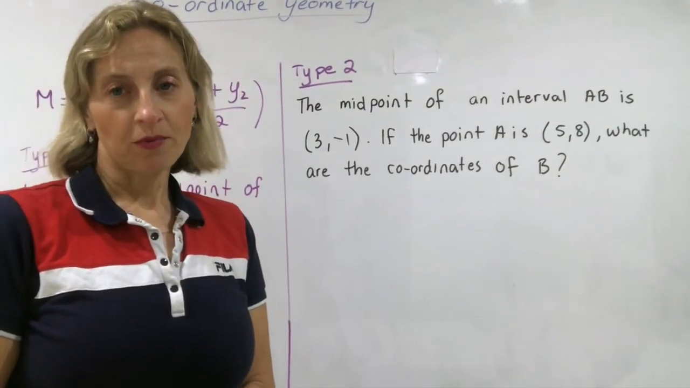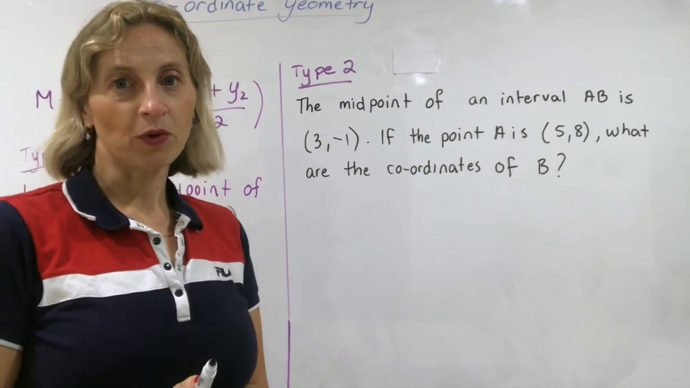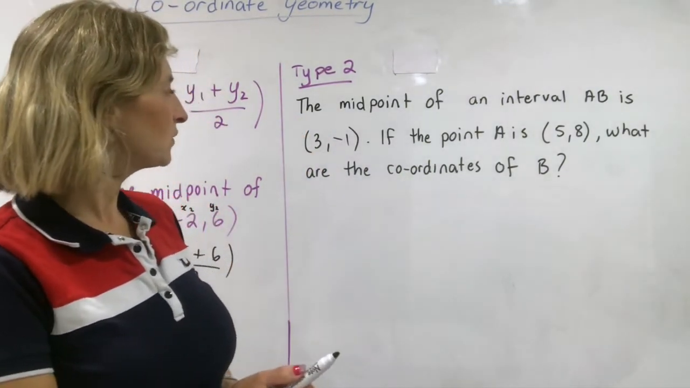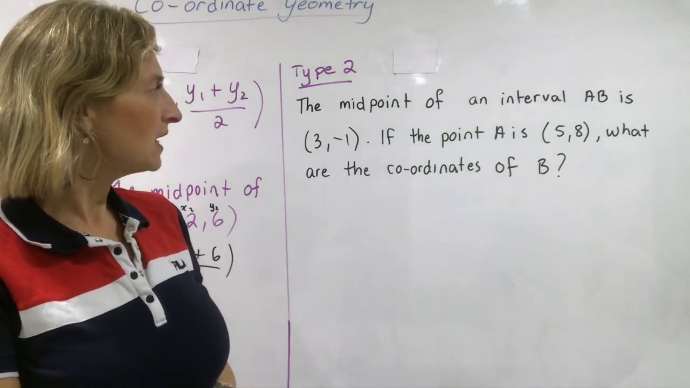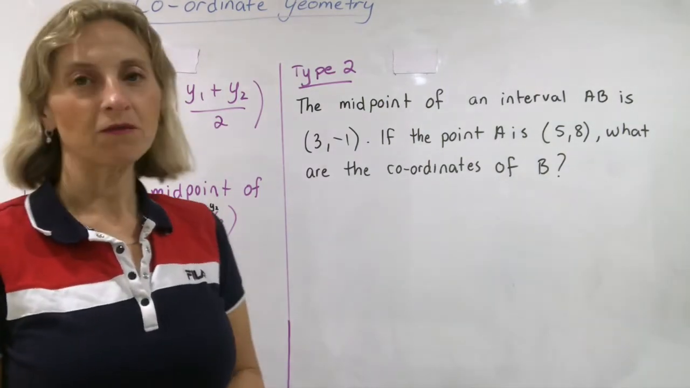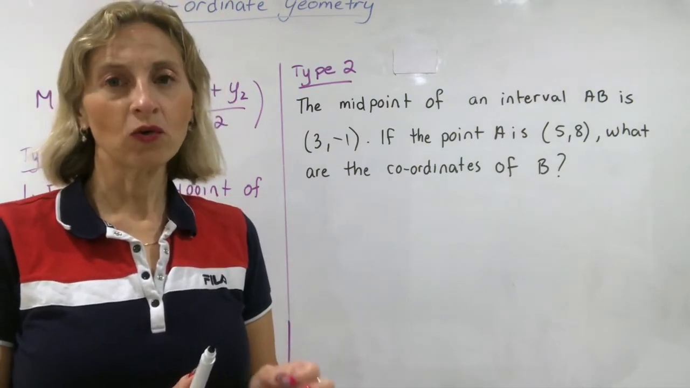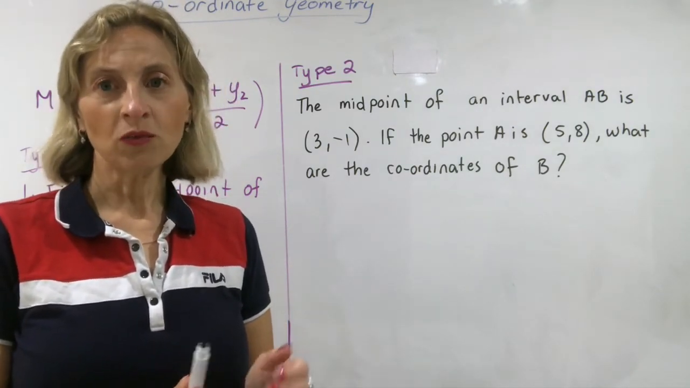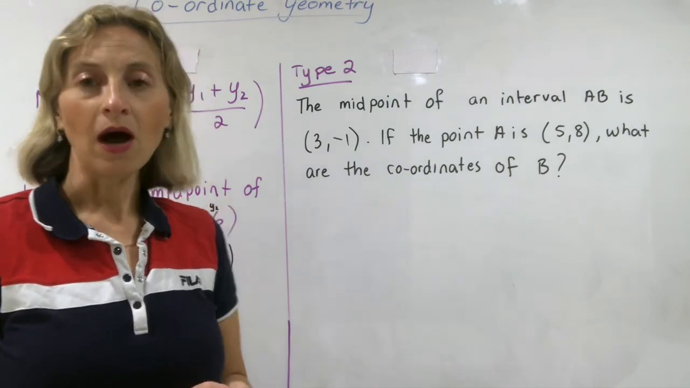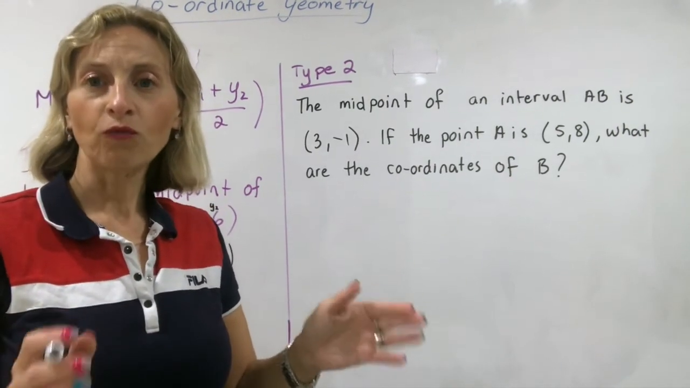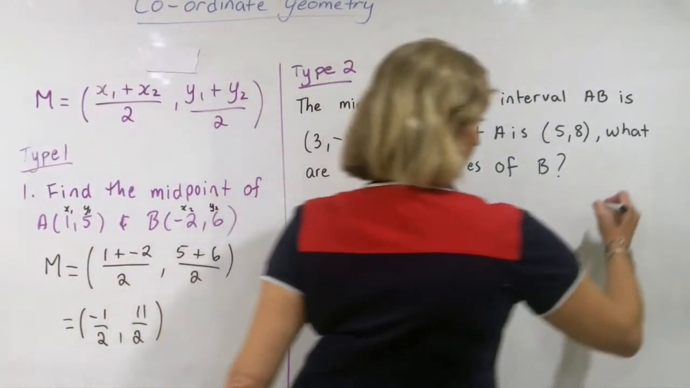So the second type of question that we can get that involves midpoint is one that looks like this. The midpoint of an interval AB is 3, -1. If the midpoint A is 5, 8, what are the coordinates of B? I'm going to sketch it just so that we have a better idea of what's going on. I'm not even going to use a ruler. I just want to have a rough idea of what I'm trying to actually do.